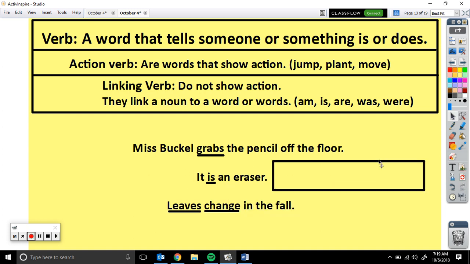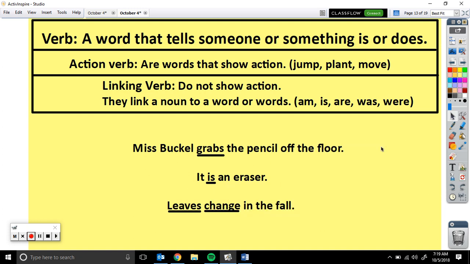Last sentence. Leaves change in the fall. Which one of these is a linking verb or an action verb? I'm going to give you 5 seconds. If you would have said change, you would be correct.